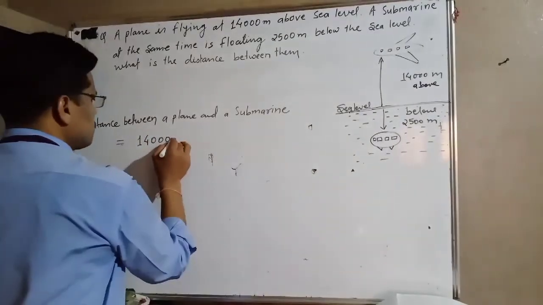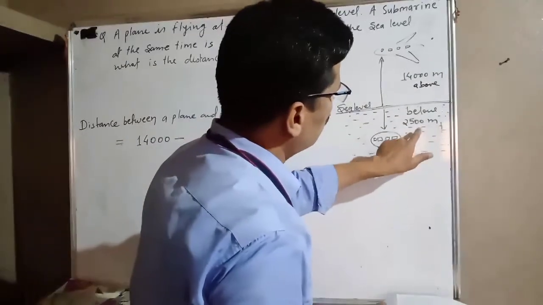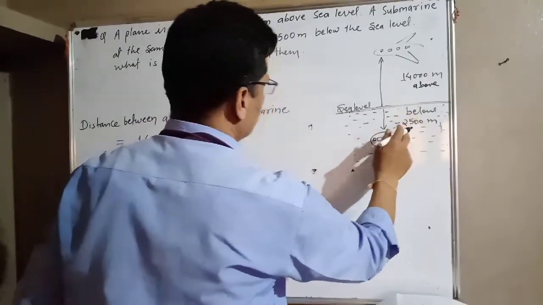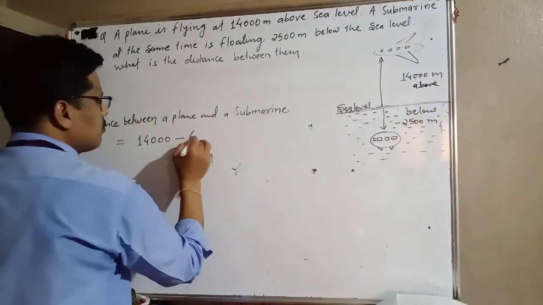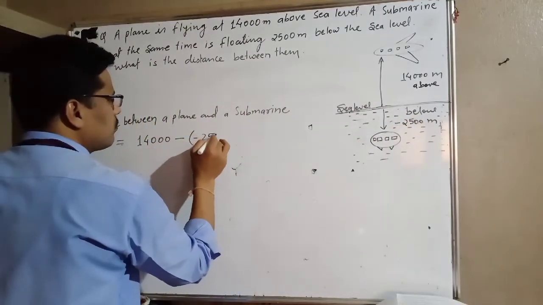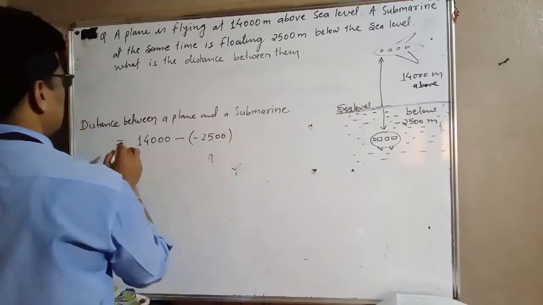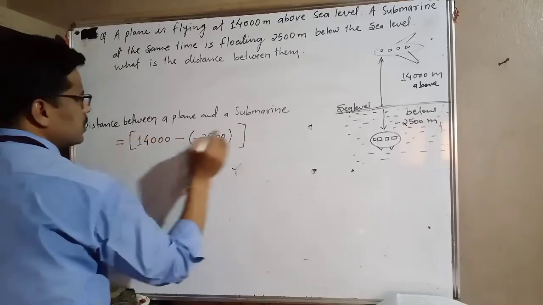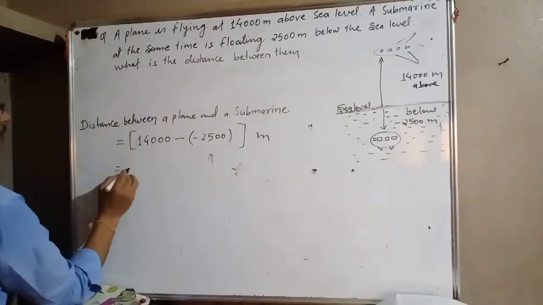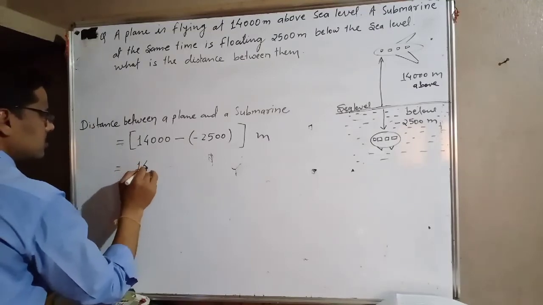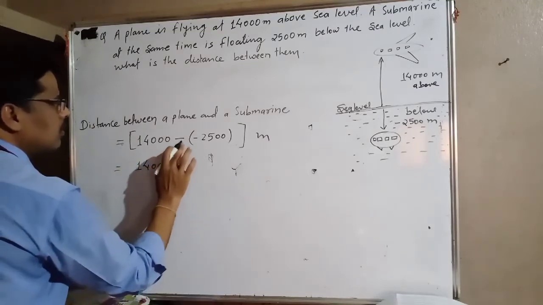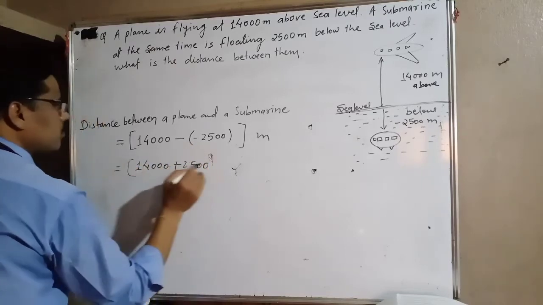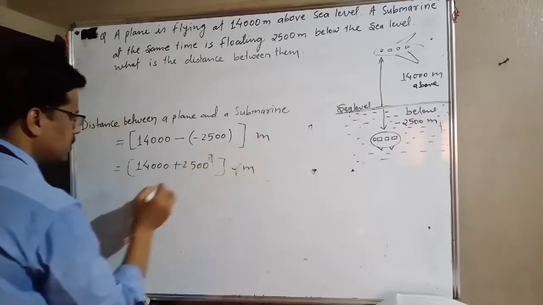Now we have to put the plus minus sign here for below. When we take the below, it is considered negative. That's why we have to write a negative here, minus 2500 meters. We can write in a big bracket outside the unit, meter. Now 14,000 becomes as it is, minus minus becomes plus, and the bracket unit is meter, so we can write here meter.